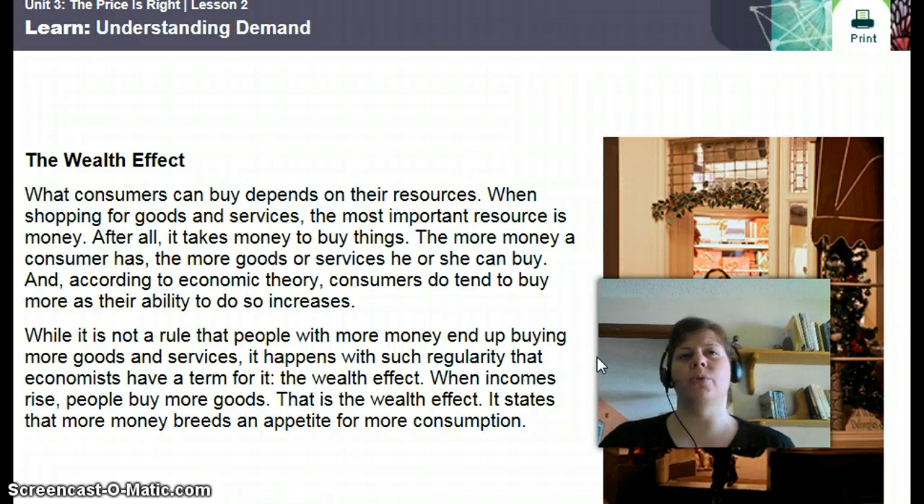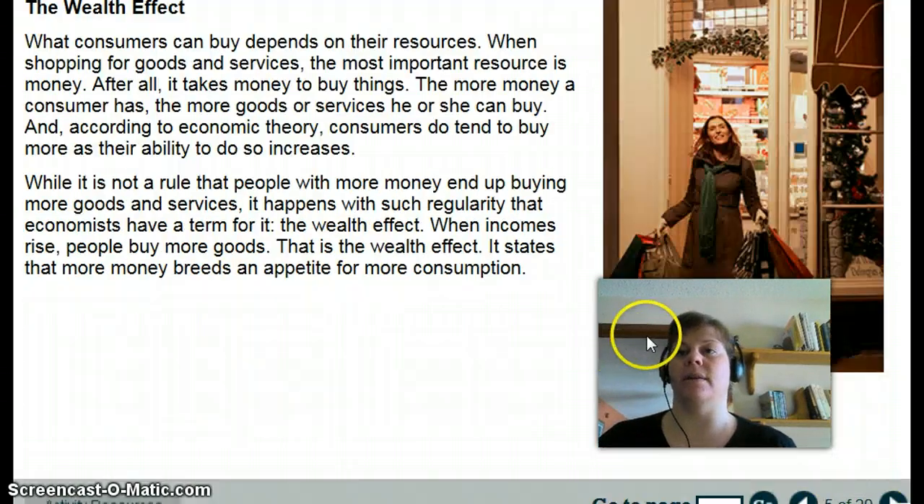While it is not a rule that people with more money end up buying more goods and services, it happens with such regularity that economists have a term for it, the wealth effect. When incomes rise, people buy more goods. That is the wealth effect. It states that more money breeds an appetite for more consumption.